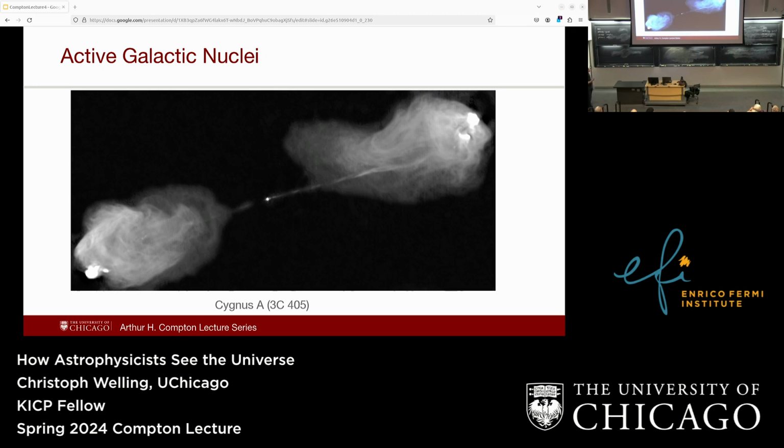And what you can see here is a little thingy, and then you see these two jets shooting out, and you get these giant lobes here. What this is, is that in the center of this galaxy you have a supermassive black hole with something like millions of times the mass of the sun. And you just have material falling into this black hole. A lot of it is just going to fall in and disappear.